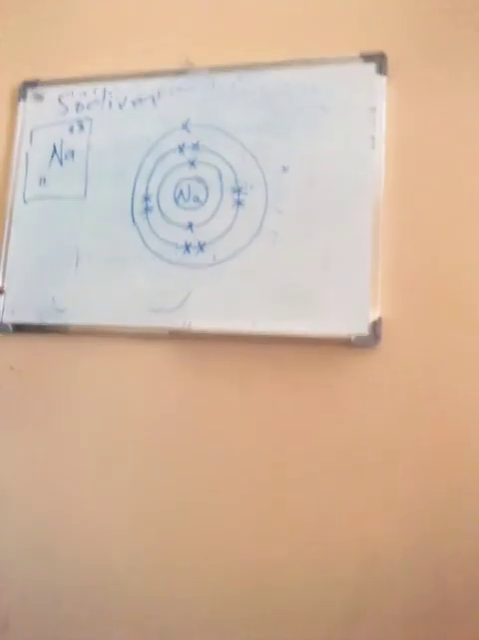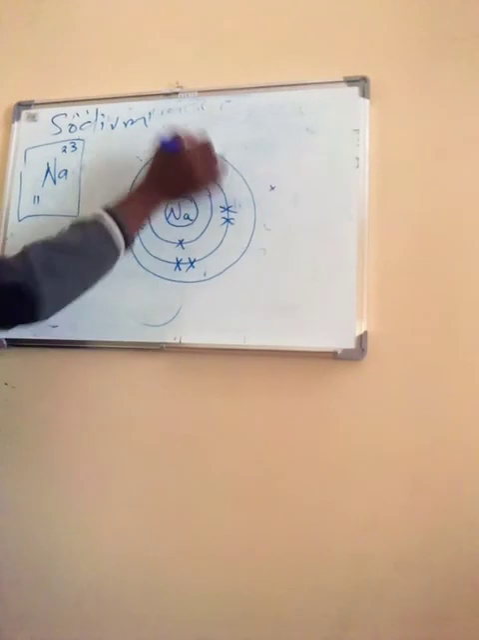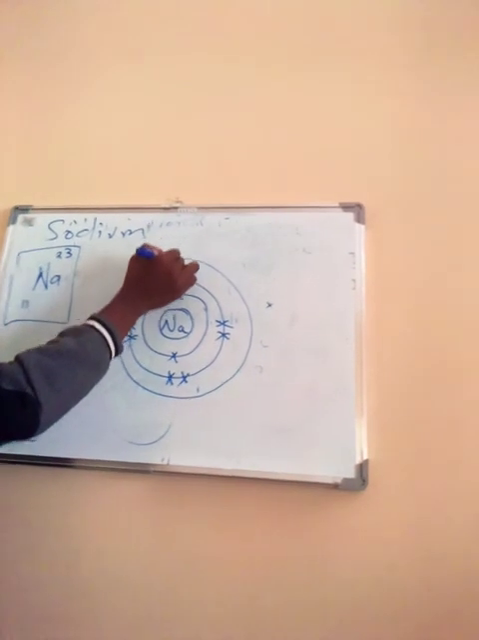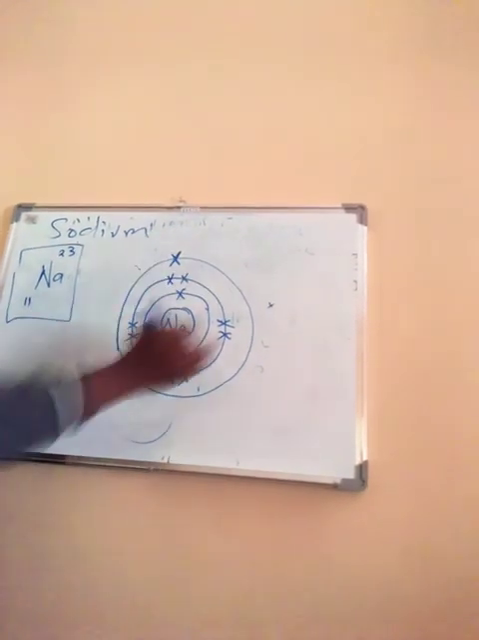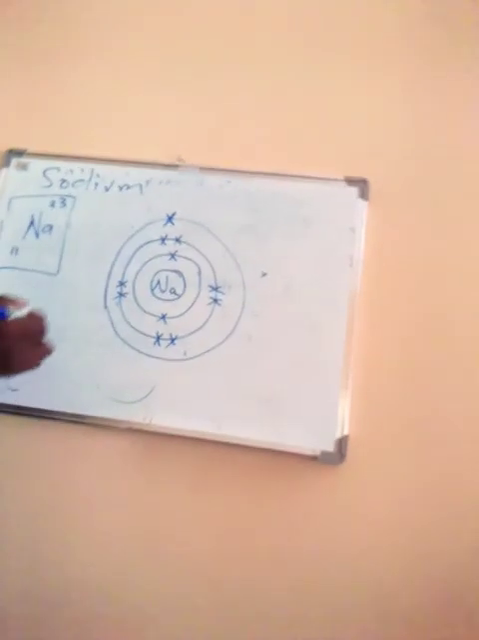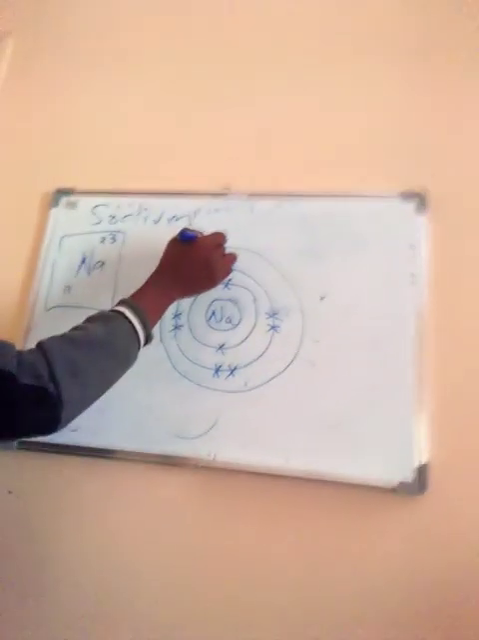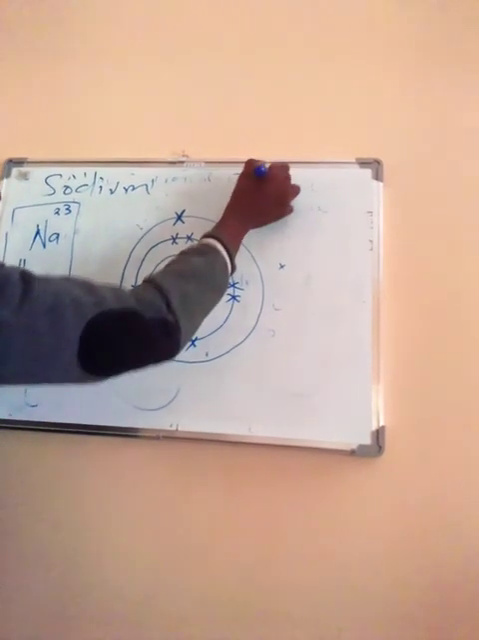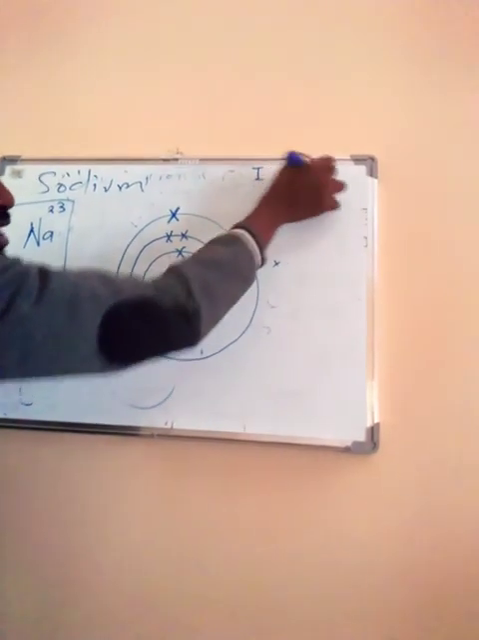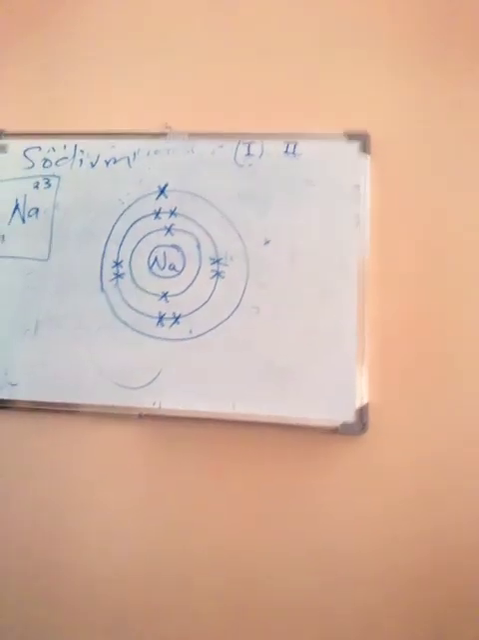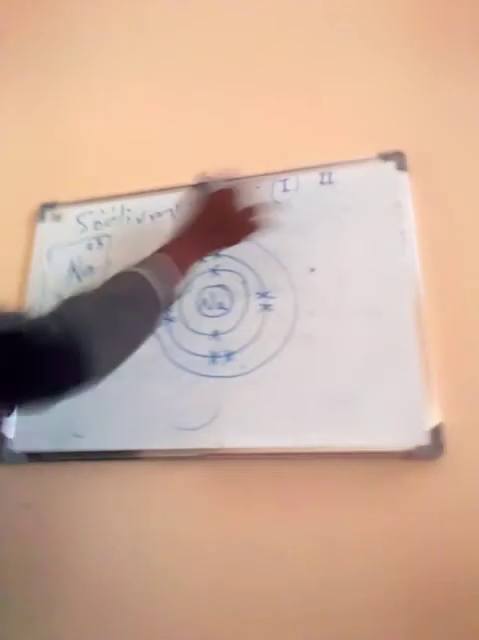Now there are certain things you need to know. Once you have drawn the atomic structure of sodium, the number of electrons in the outermost shell translates to the group to which it belongs. Sodium has 1 electron in the outermost shell. On the periodic table, there are numbers given in Roman numerals, and you will see it belongs to group 1. That is its group number.